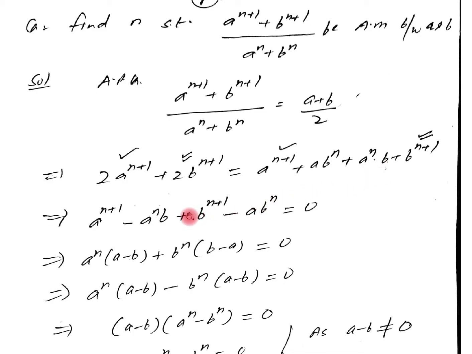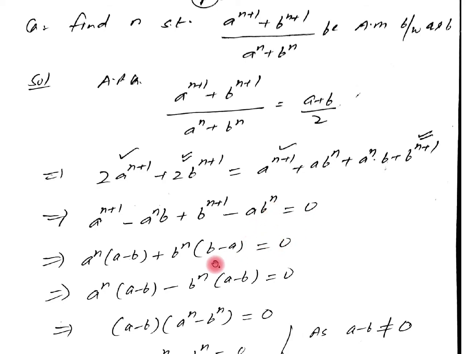Now simplifying the expression on both the sides, these are two like terms, they can be easily collected. So it becomes 2a raised to power n plus 1 minus a raised to power n plus 1, means 2 minus 1 is 1. So it is left with a raised to power n plus 1 minus a raised to power n into b. Similarly collecting like terms, 2 into b raised to power n plus 1, subtracting, we are getting here b raised to power n plus 1 minus ab raised to power n equal to 0.